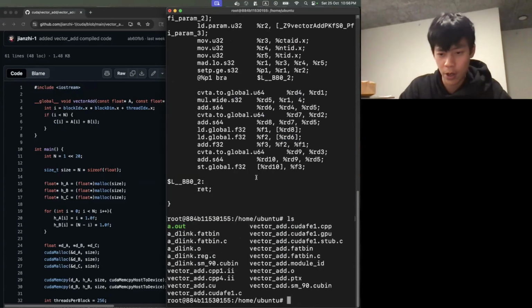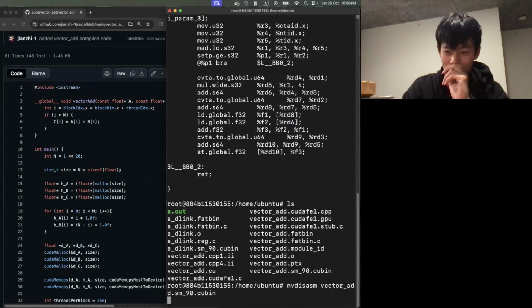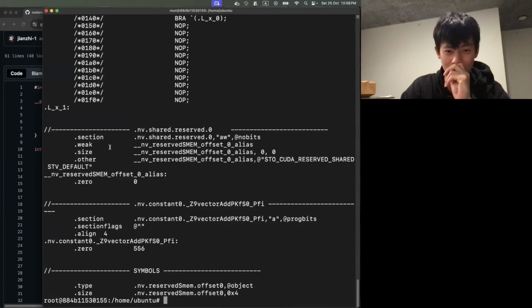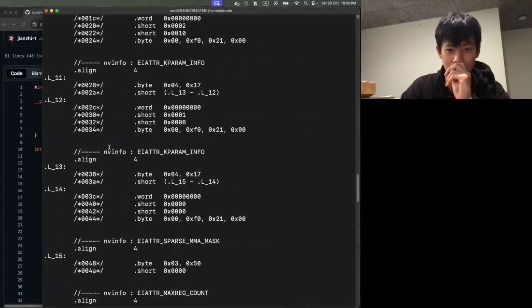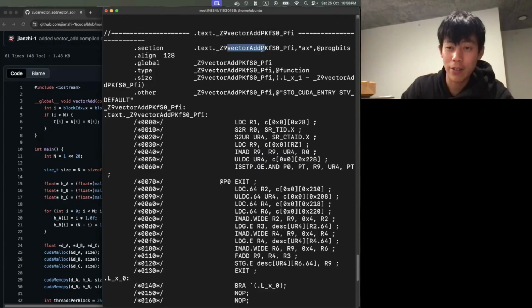What else do we have? It will be interesting to see the SASS. So what we can do is we call nvdisasm and we try to run this disassembly on this CUDA binary file. Okay, let me just bring it out a bit. And whoa, there's a lot of things. I think I'm looking for this, right? So we have a vector add kernel over here.